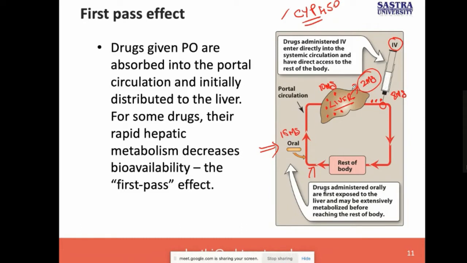Understood, sir. But the one point you have to remember is that the liver is not the only organ which can participate in first pass effect. Don't think that I am confusing you. Again, I repeat the concept.